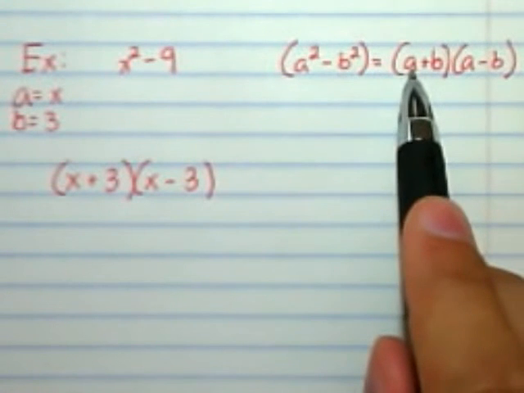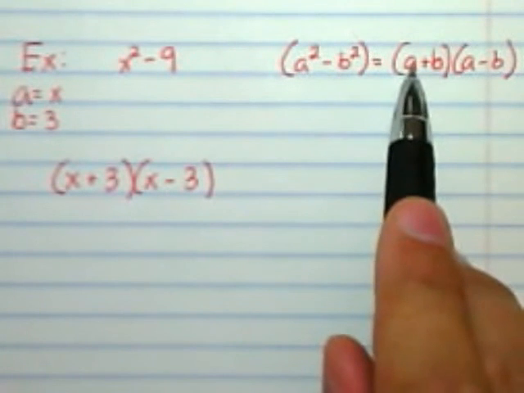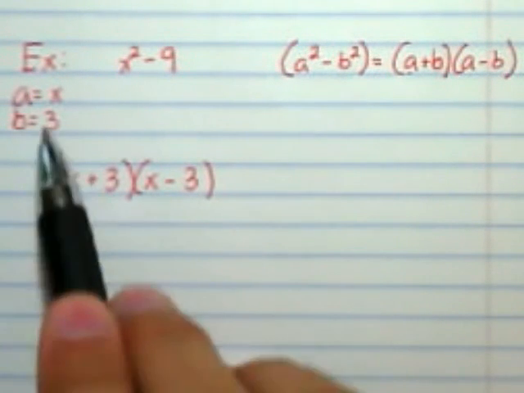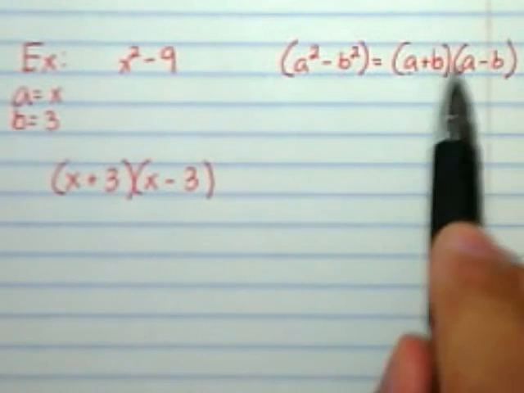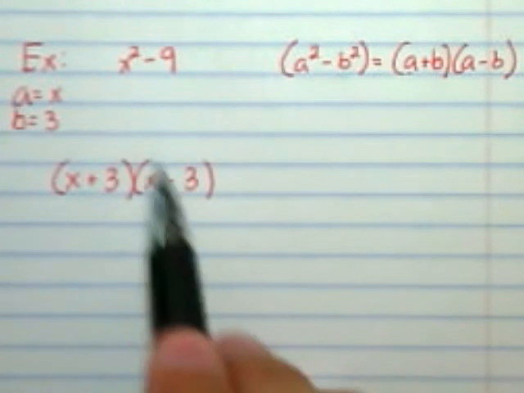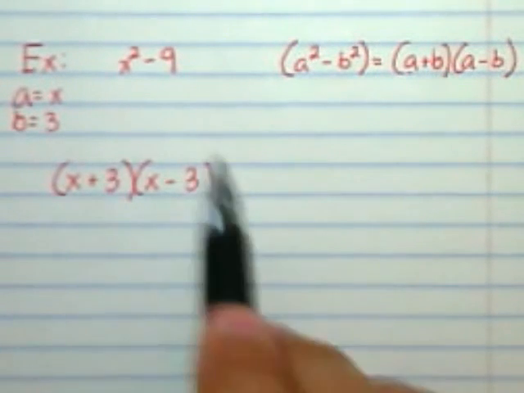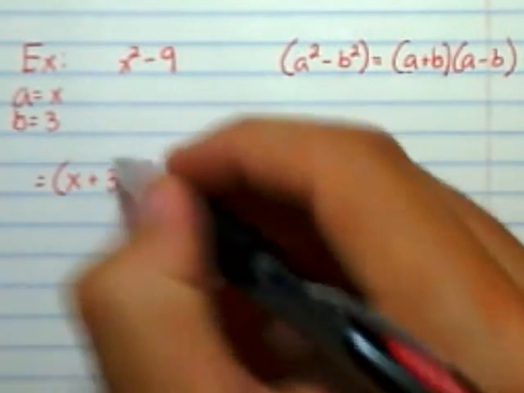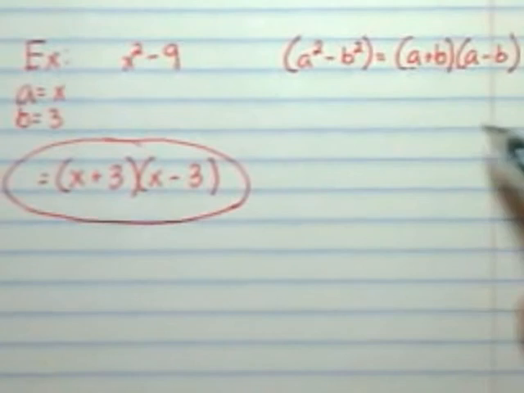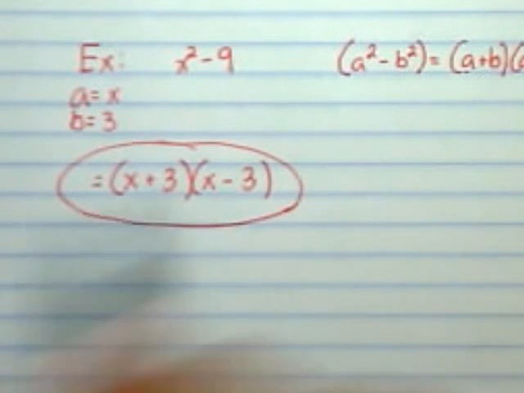So we have our A, which is our x, over here, and we just plugged it in. A plus B, we have our A, which is x, plus our B, which is 3. Then A minus B, we have our A, which is x, minus our B, which is 3. And that is how we would get our answer. This right here would be our factored form of x squared minus 9. All it is, is (x plus 3)(x minus 3).